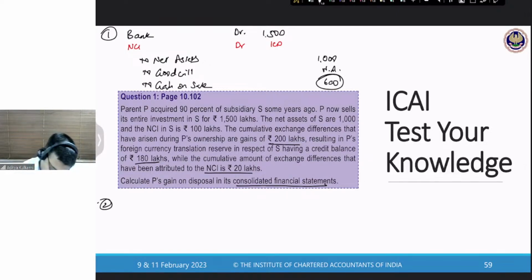Second entry, what you will pass is FCTR OCI debit to P&L. How much will I transfer? I give you 3 options: 180, 20 or 200. How much should I transfer? 180 is the parent share, 20 is the NCI share, 200 is the entire share. How much do I transfer to P&L? 180, 20, 200.